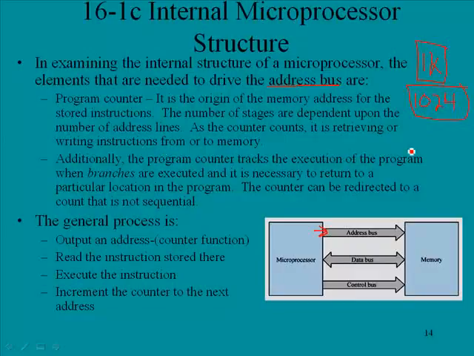As the counter counts, it is retrieving or writing instructions from or to memory. So as this counter counts up, it is retrieving instructions from memory. It is either retrieving them, or it could be writing them to memory, in the case of the microprocessor writing data to memory and an output. Additionally, the program counter tracks the execution of a program when branches are executed and it is necessary to return to a particular location in the program.